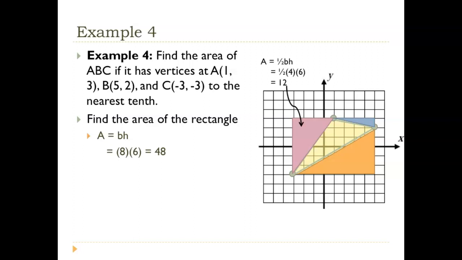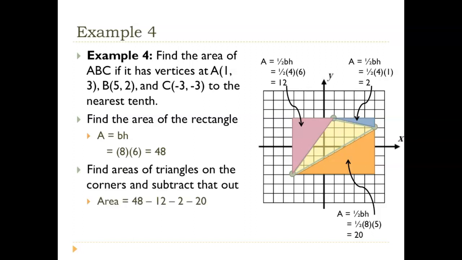So this triangle over here would be 1/2 times 4 times 6, which is 12. This triangle here, 1/2 times 4 times 1, which is 2. And this triangle here, 1/2 times 8 times 5, which is 20. So now we can subtract out the 12, 2, and the 20 from 48, and that will give us the area of the original triangle ABC. So 48 minus 12 minus 2 minus 20, which is equal to 14 units squared. So the area of that triangle in the middle that we were originally trying to find is 14 square units.